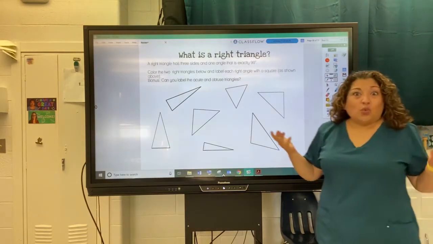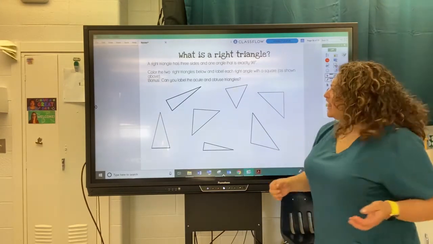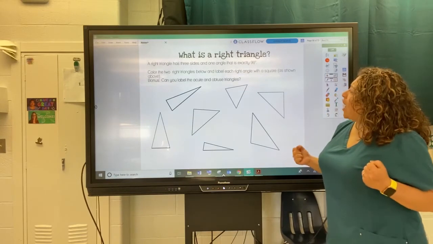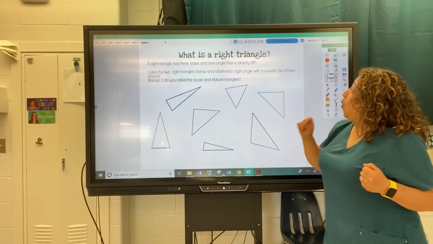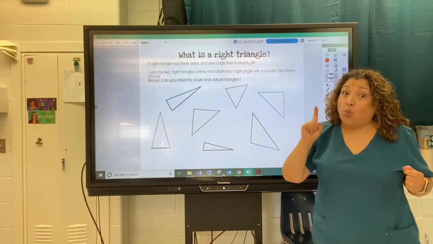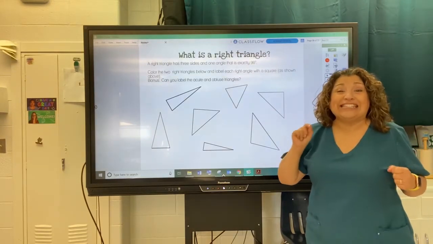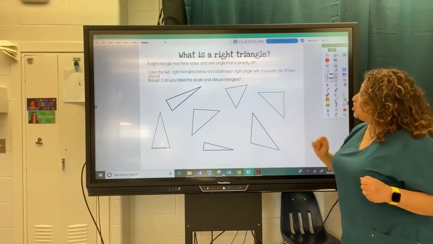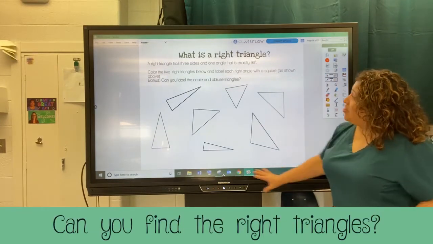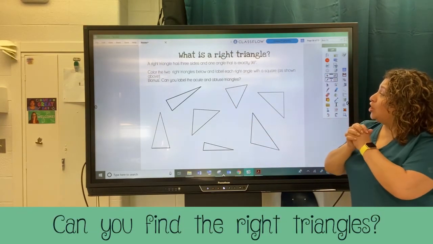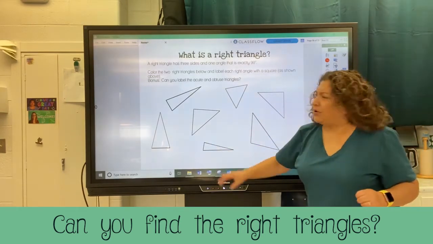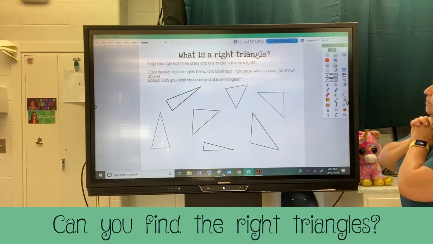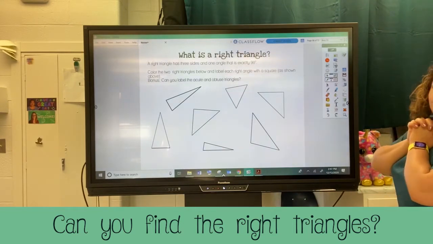What is a right triangle? I guess we need to revisit that a little bit. A right triangle has 3 sides and one angle. At least one angle has to be exactly 90 degrees. So on this, we want you to color 2 right triangles in this group. Okay, so let's look at them. I wonder, what could they be?